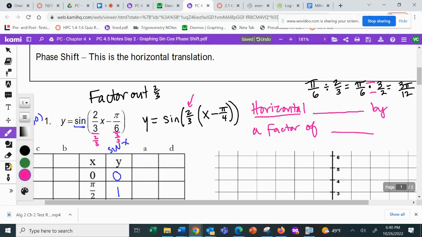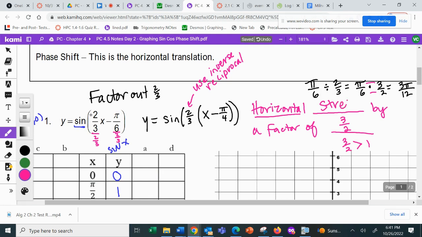Because it's horizontal, we're not going to use 2/3. Because it's horizontal, we use the opposite operation or the inverse operation. And for this, it's the reciprocal. So I'm going to be using a factor of 3 over 2. 3 over 2 is greater than 1. So this is a stretch. So in my table, my B values, that's going to be multiplying by 3 over 2.